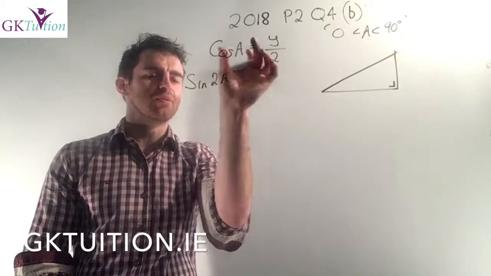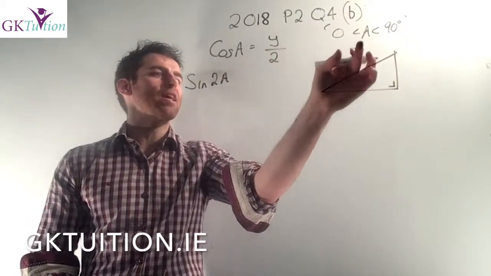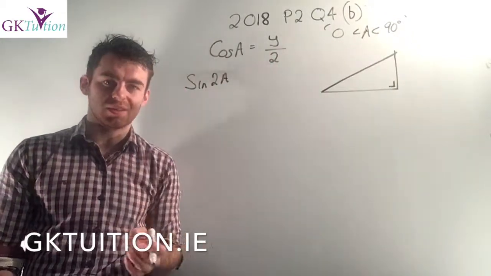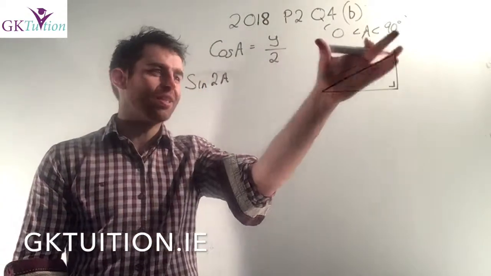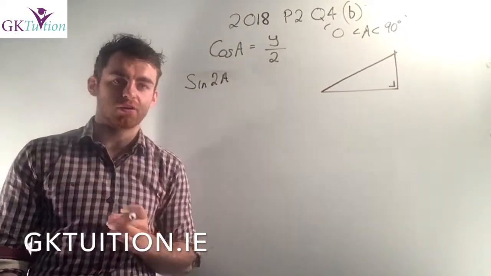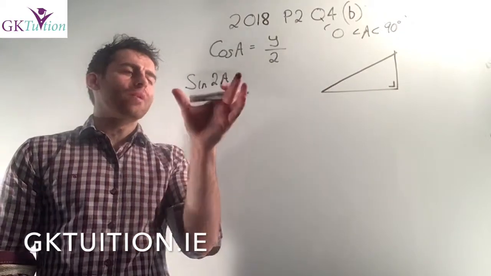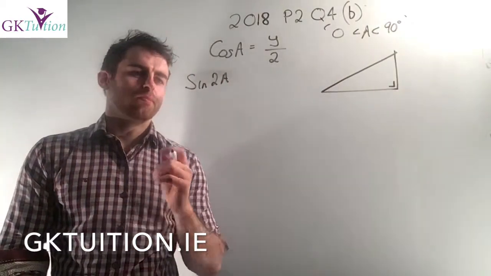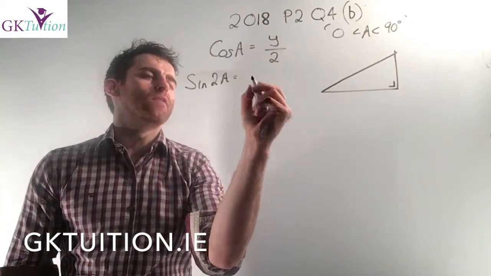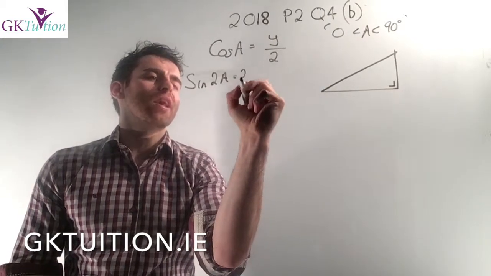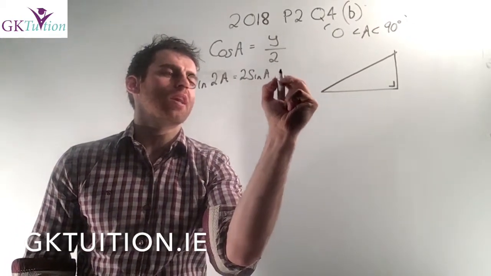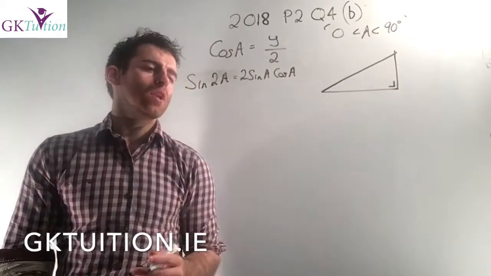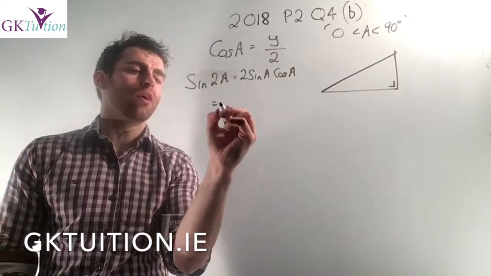Usually, if you're dealing with sine and cos, that's what a being between 0 and 90 means. So I want you, from now on, when you see that in an exam question, to think of a right angle triangle. You've been asked to get sine 2a in terms of y. According to your log tables on page 14, the sine of 2a is equal to 2 times sine a cos a.